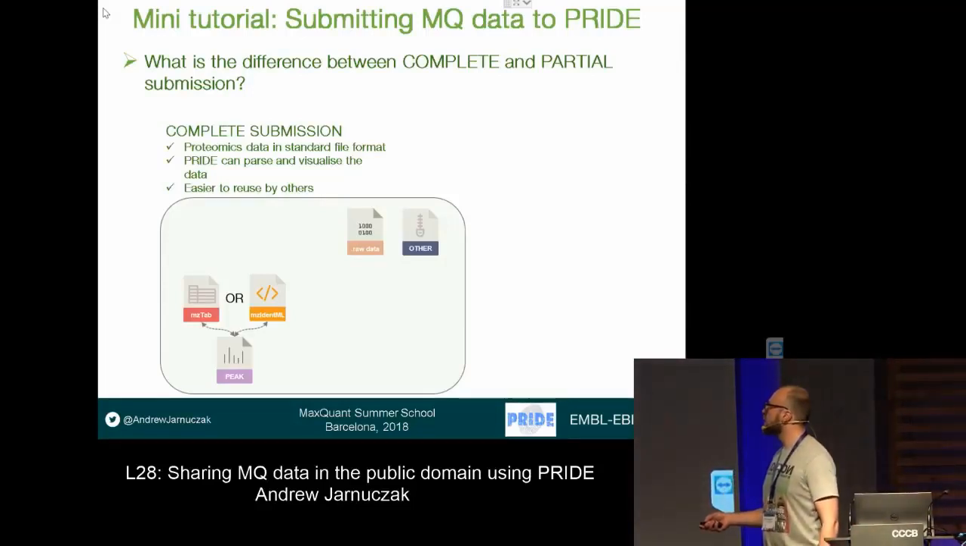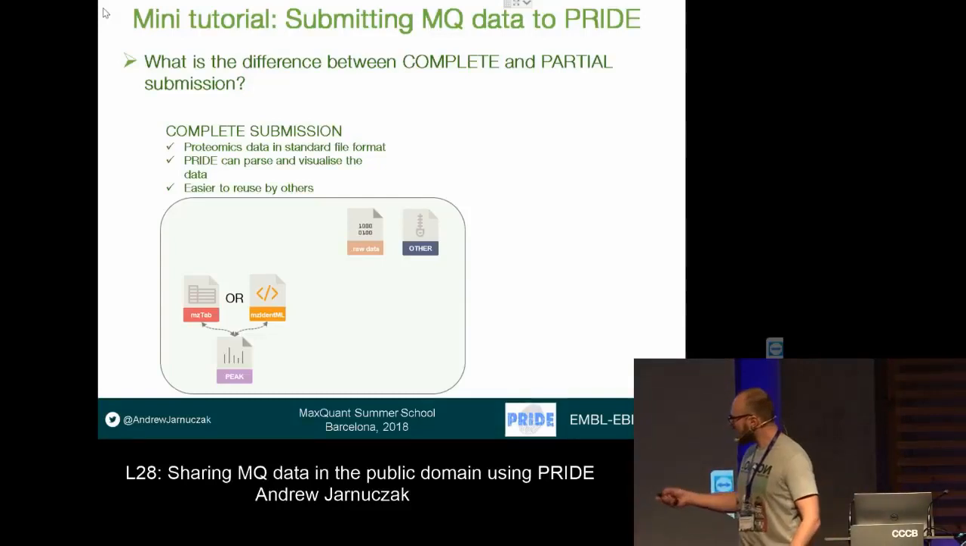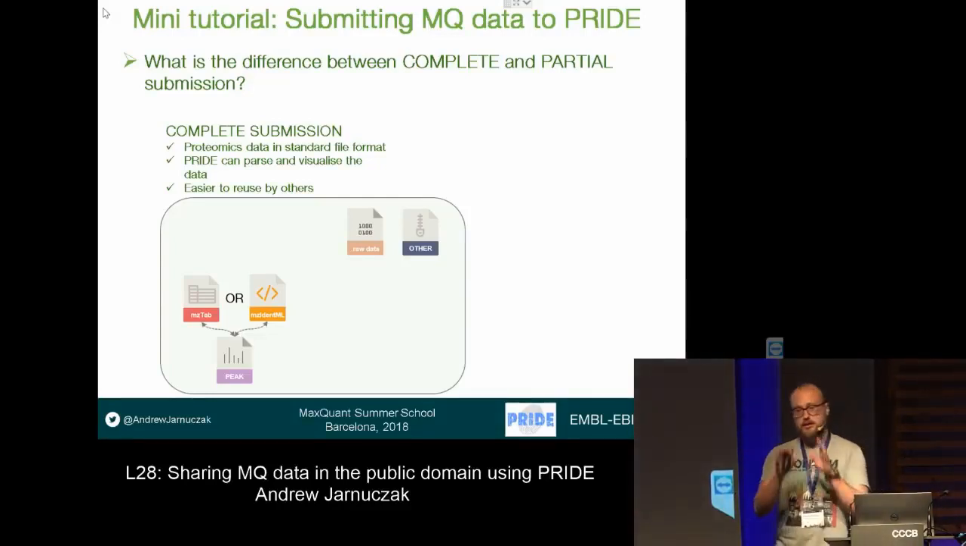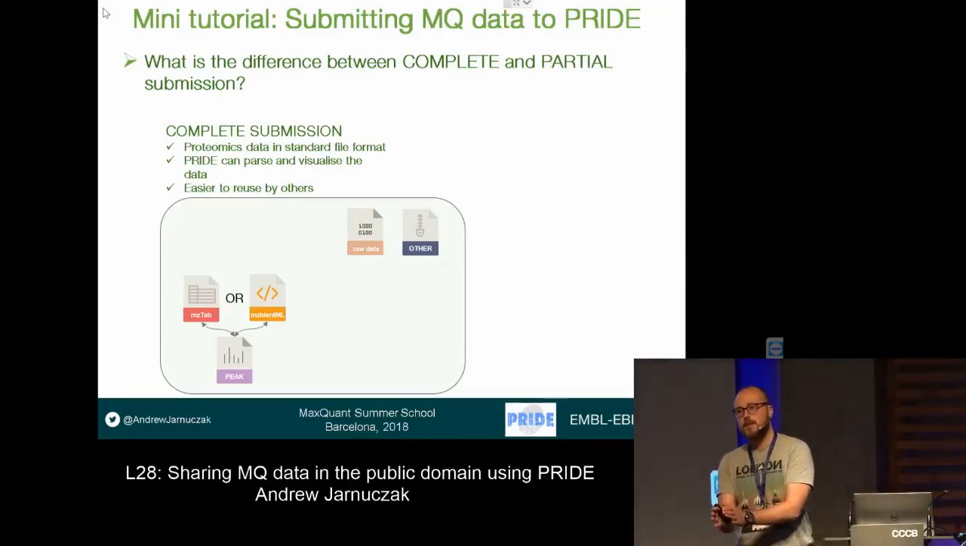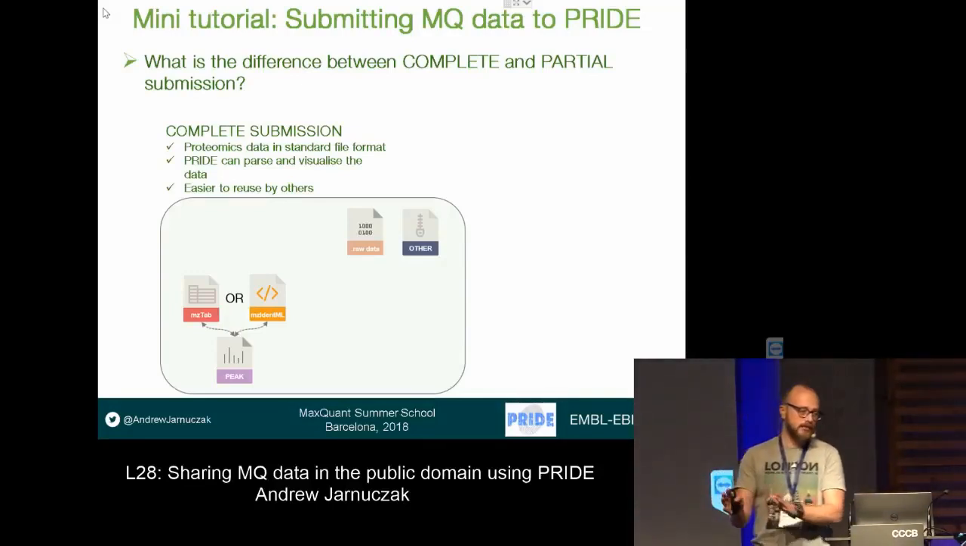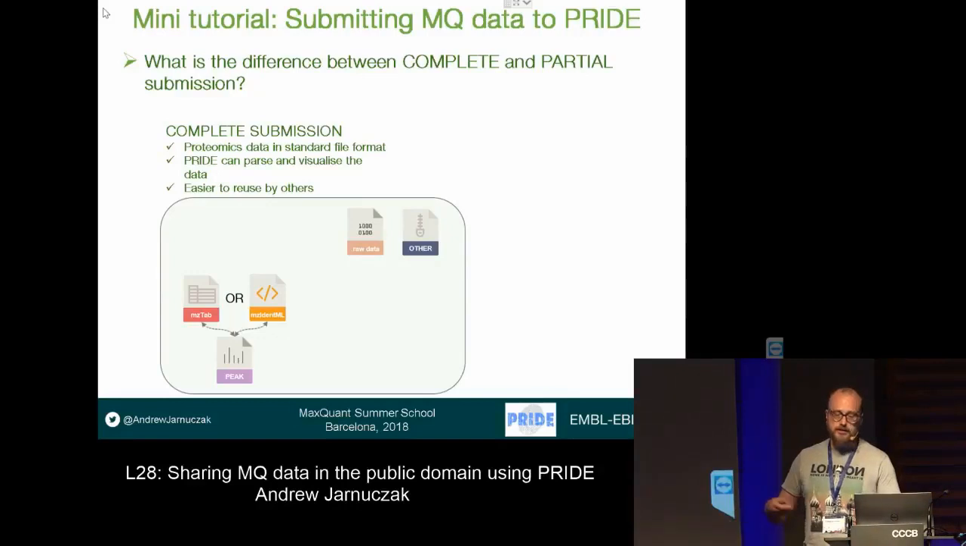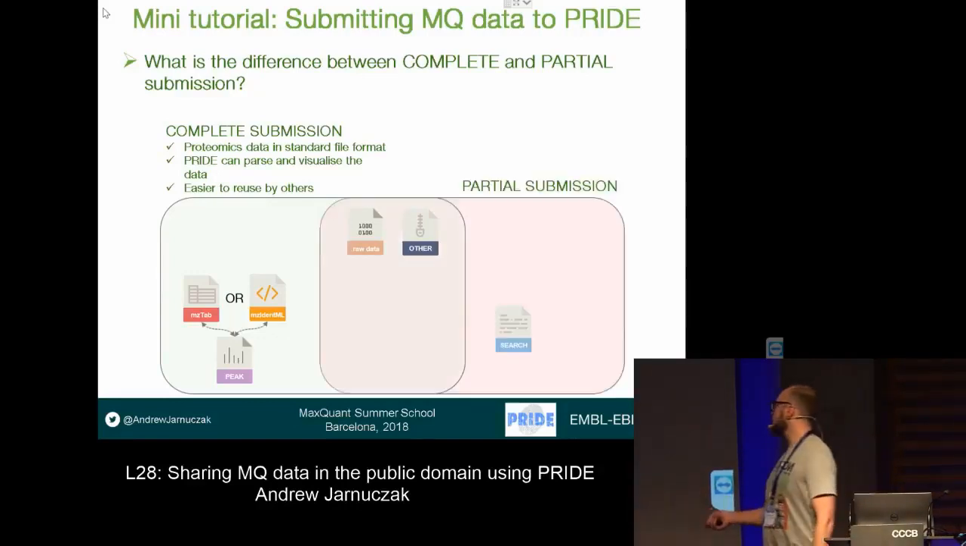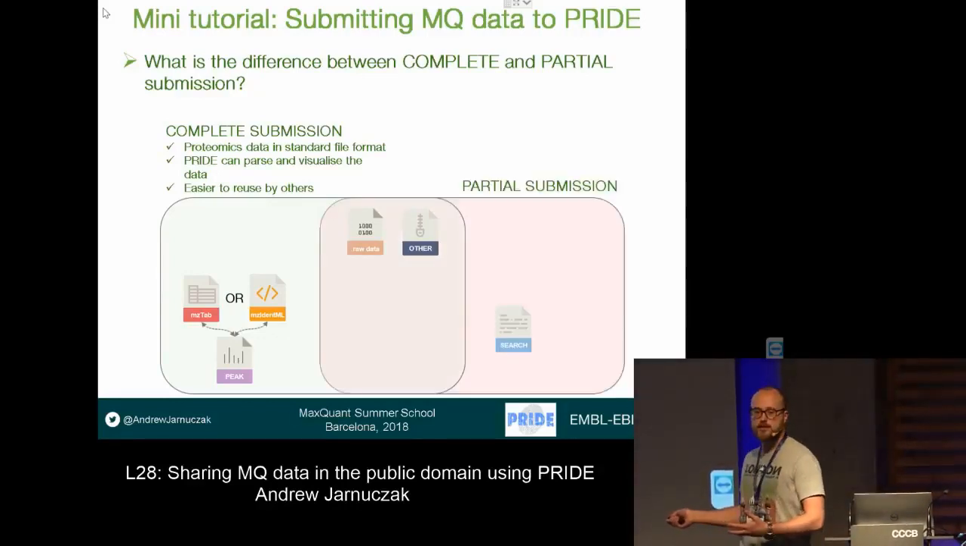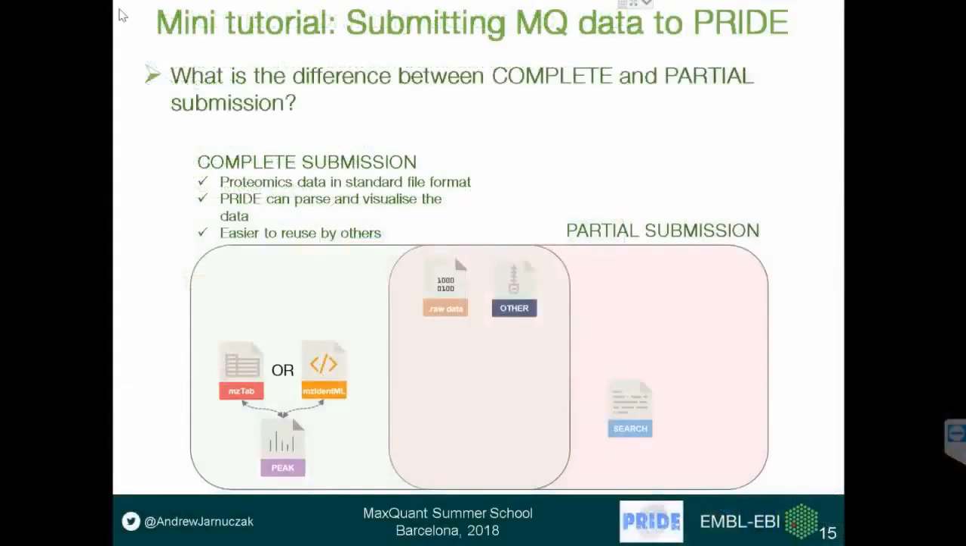This can be mzTab or mzIdentML, and then you submit raw data or any other data. The advantage is that this is in a standard file format. We can parse it very easily, visualize it, etc. And in principle, it's easier for others to reuse. In a partial submission, you just submit your search results however you want, in whatever format you have, which can be okay, but maybe makes life more difficult for people wanting to reuse it.